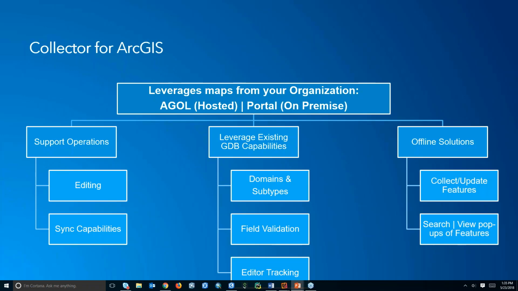Besides being able to work in a connected environment, we can also work in a disconnected environment and provide offline solutions. What you'll do is collect and update features. You can also search and view the pop-up of the features as well. And in order to do this, you'll end up downloading that web map to your mobile device in order to start the editing. And once back in a connected environment, we can then sync those edits back to the map itself.